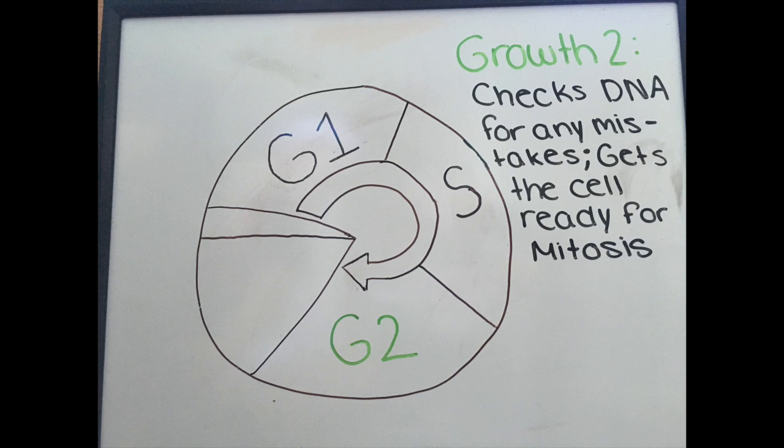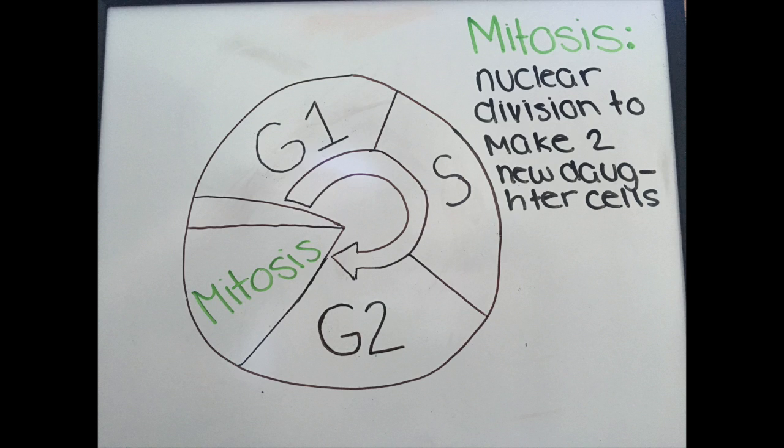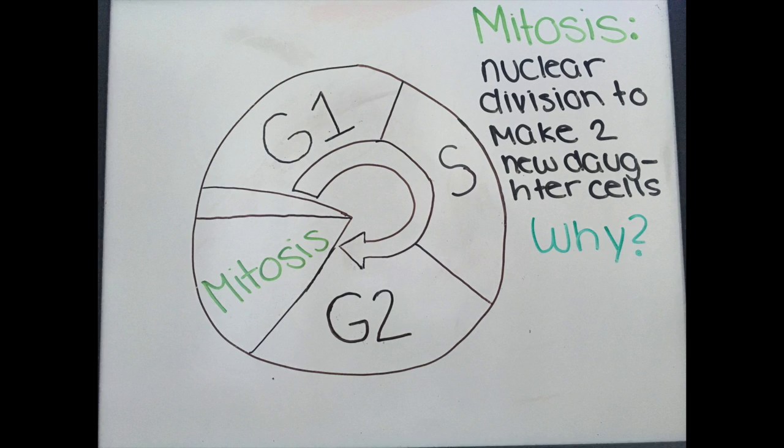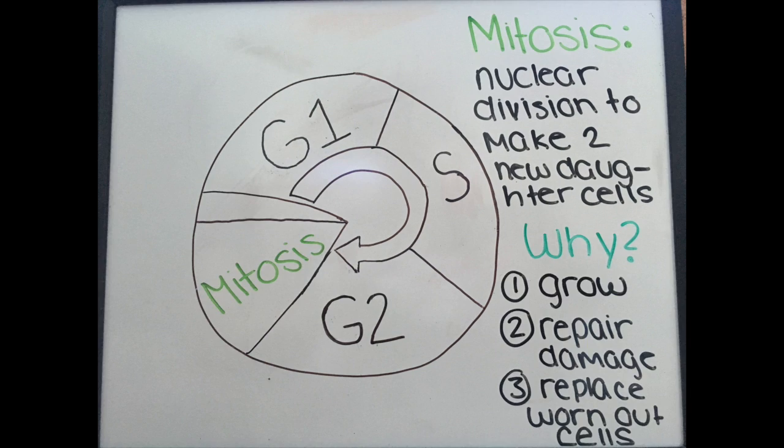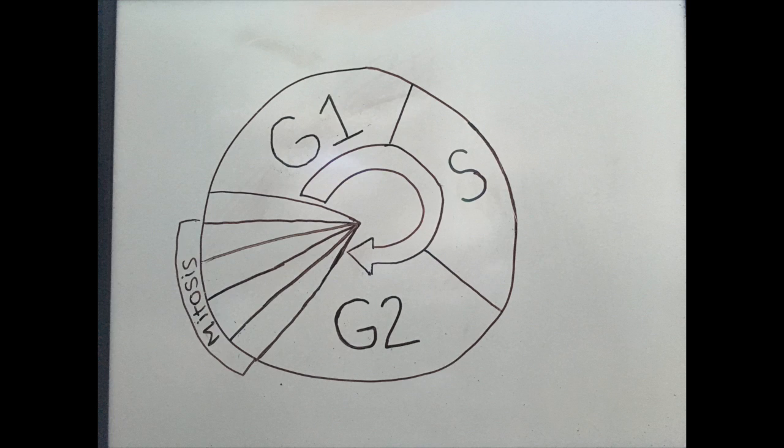Throughout growth 2, the cell checks for mistakes in the DNA and then gets itself ready for mitosis. Mitosis is the nuclear division within a cell to create two new daughter cells. Why does this happen? Because the cell needs to create more cells in order to grow, repair damage, and replace worn-out cells. Within mitosis are 4 steps.